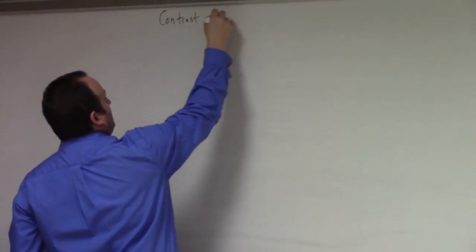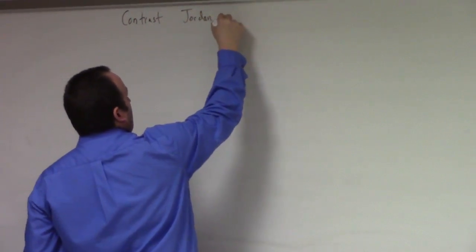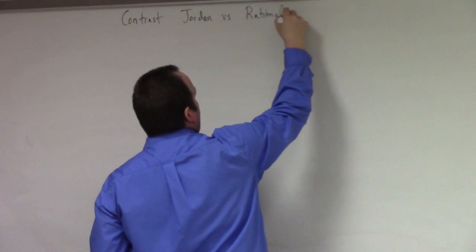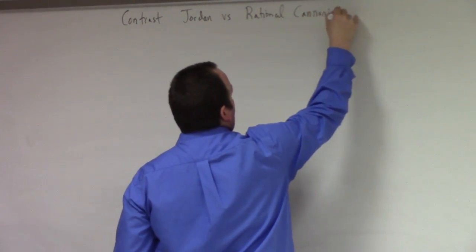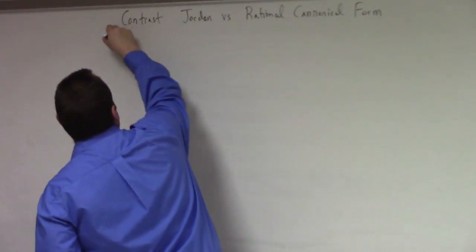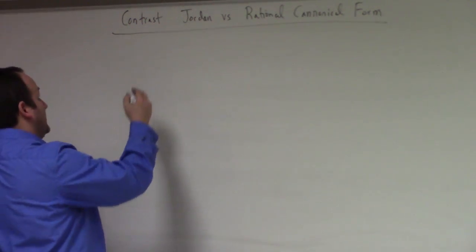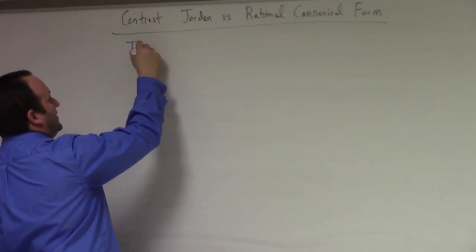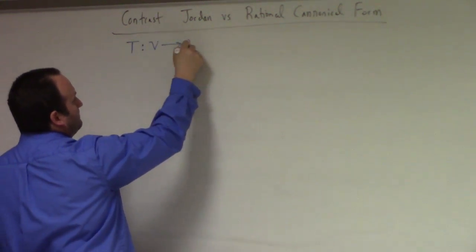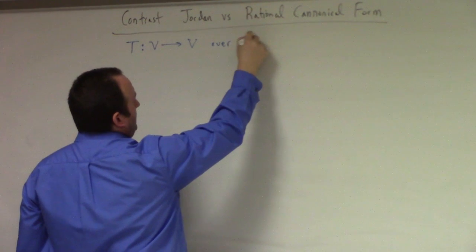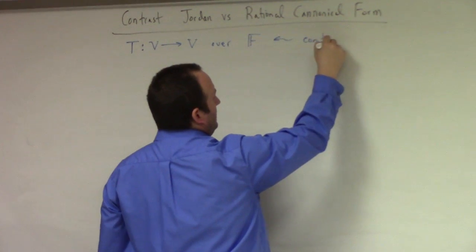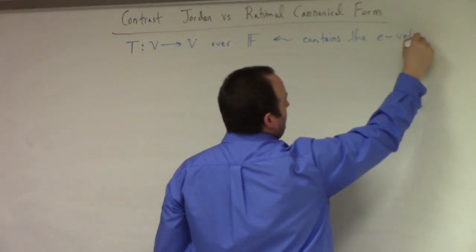Okay, so basically, here's a story I want to tell you, just to contrast the Jordan versus rational canonical form, in the case that they can be contrasted. In other words, in the case that the Jordan form actually exists. In both cases, we're studying some endomorphism, some linear transformation from V to V over some field F, and we're assuming that this contains all the eigenvalues.